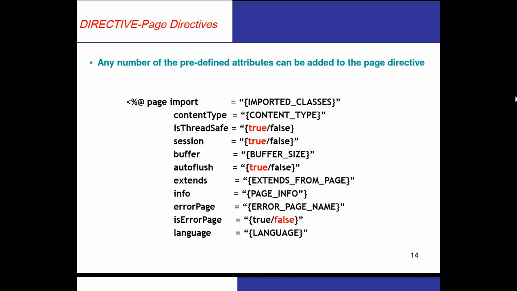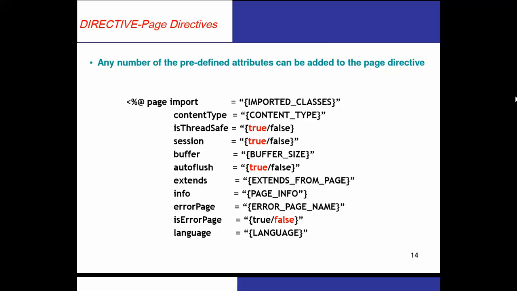Okay, next attribute is isThreadSafe. You have two values over there, true or false. So what does isThreadSafe mean? As I said before, a servlet executes a service method, as every servlet handles a multi-threaded environment, right? There will be only one service method, and that service method invokes many threads, right?